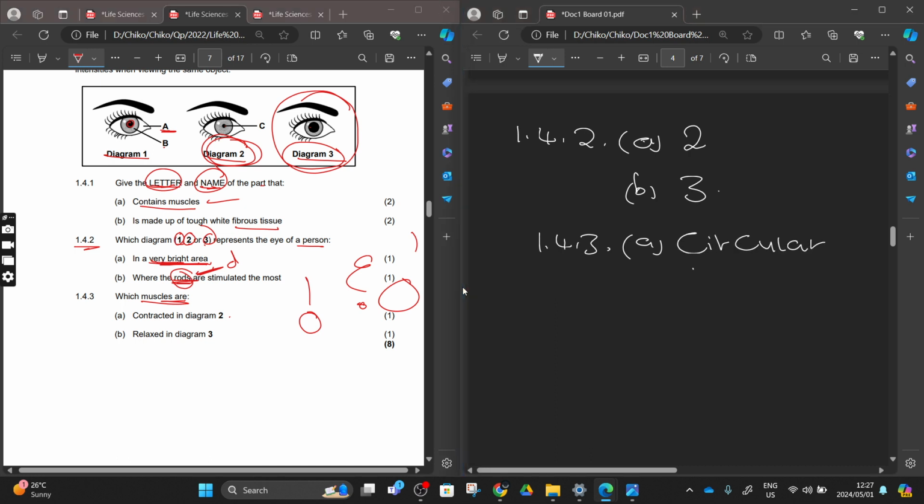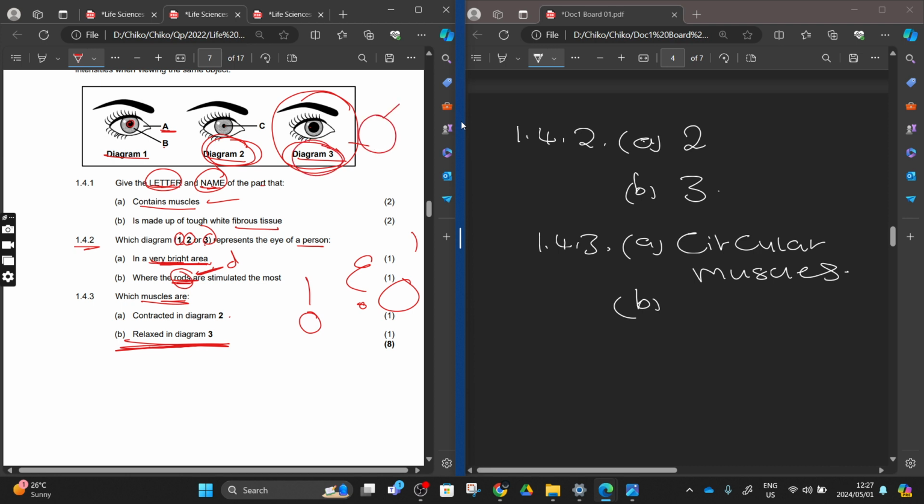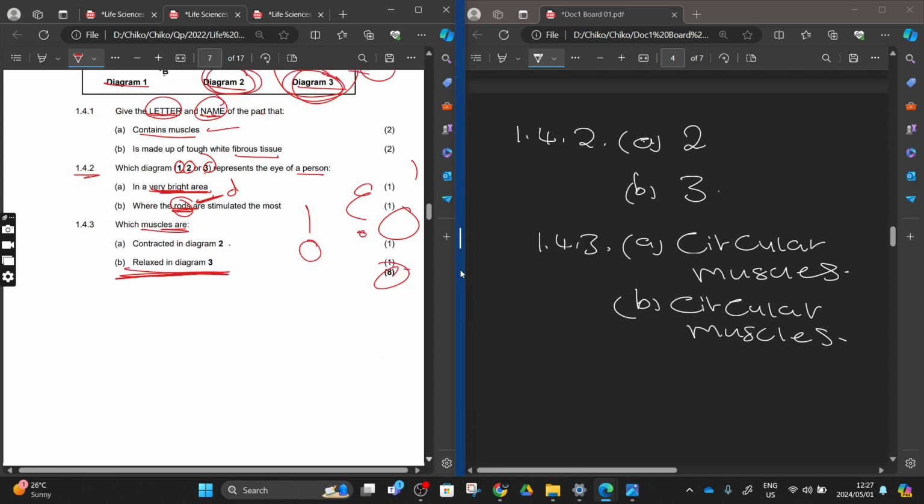It's our circular muscles, right? Then number B, they were relaxed in figure 3. Where is figure 3? Figure 3 is here, this one is big and the other small. Which one is relaxing here? Also circular muscles. So you see, we get it there. So we move on fast.